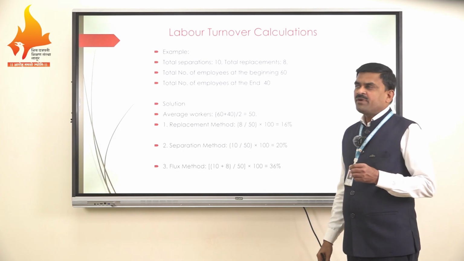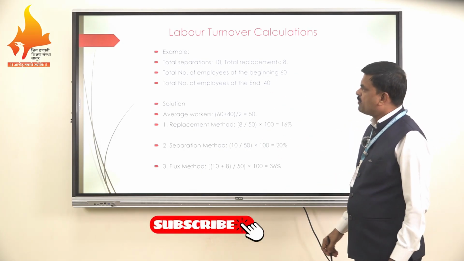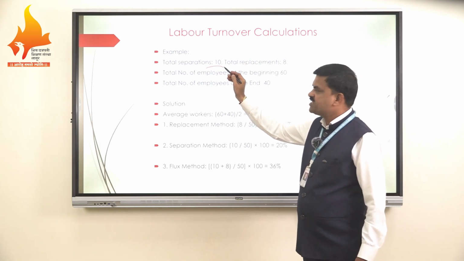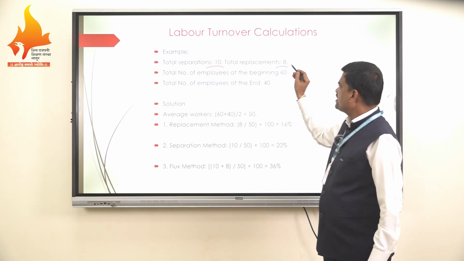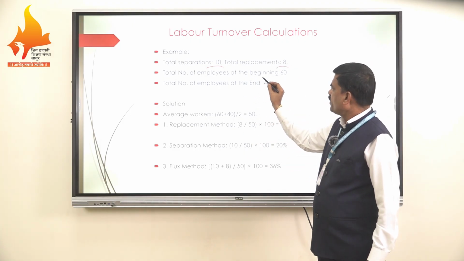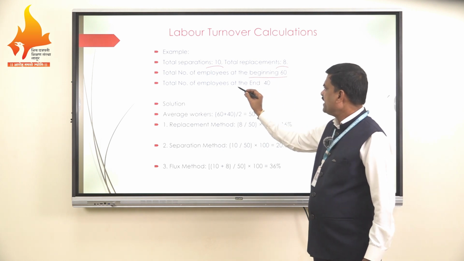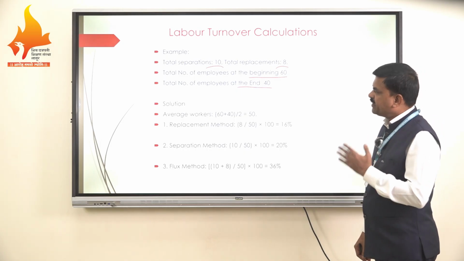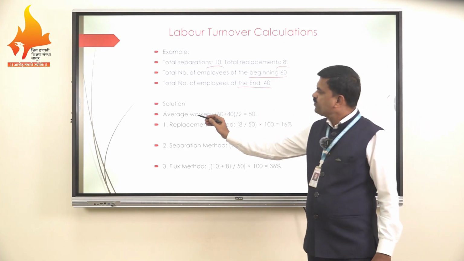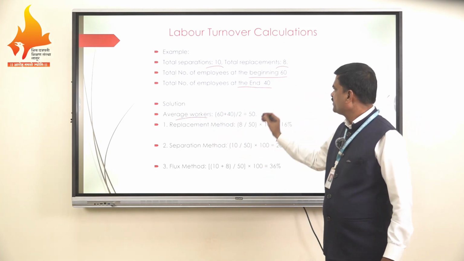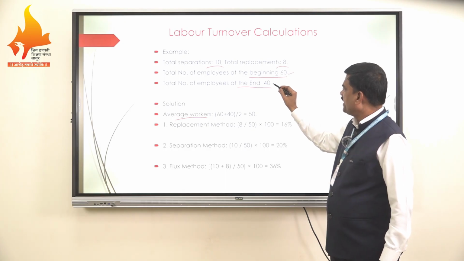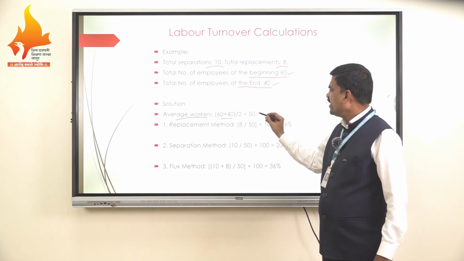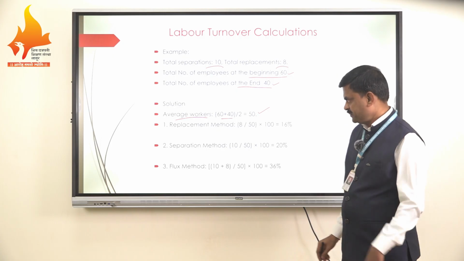Let's calculate the labor turnover rate with the help of this simple example. In an organization there are total separations of 10 in a year, total replacements are 8, and total number of employees at the beginning were 60 and at the end were 40. So how can we find the three turnover rates? Let's look. First of all, we have to find the average workers. 60 at the beginning, 40 at the end. So 60 plus 40 by 2, we get 50 as the average workers.